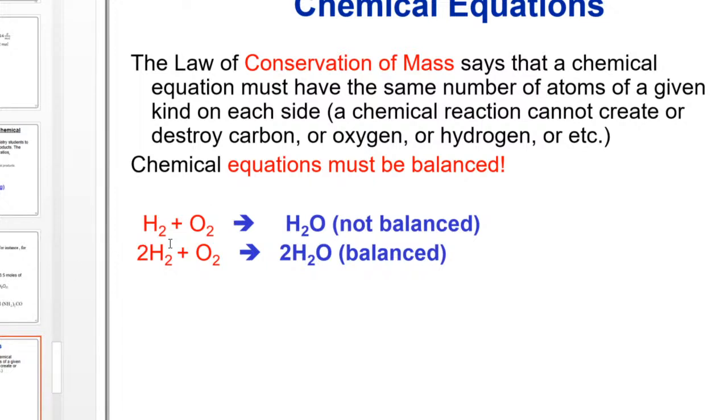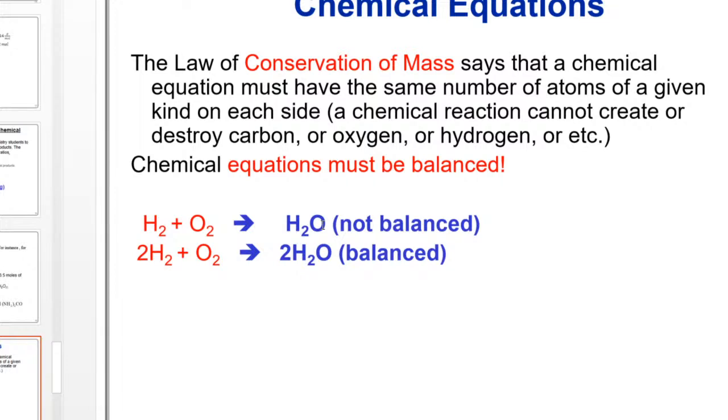So let us look at these two examples of chemical equations. Hydrogen plus oxygen giving you water. When you look at this chemical equation, it's not balanced, meaning it's not obeying the law of conservation of mass. You need to have the same number of atoms on the left-hand side of the equation and on the right-hand side, because the chemical equation cannot create or destroy any given atom. So chemical equations must be balanced.